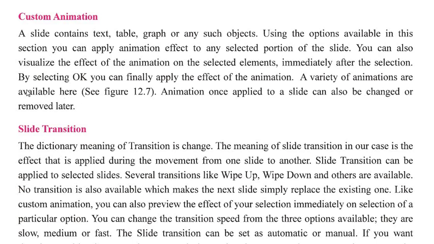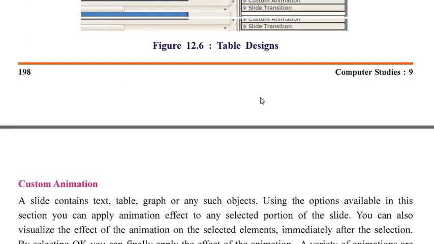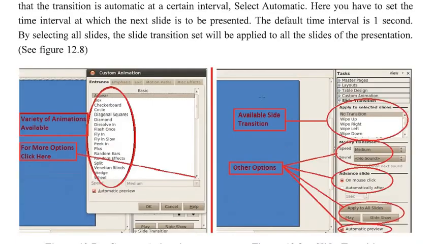By selecting OK, you can finally apply the effect of the animation. A variety of animations are available here. You can see figure 12.7. Animation once applied to a slide can also be changed or removed later. 12.7, where is it? Yes, here, see, different animations are given here. Right, custom animations. You can give this type of animations.